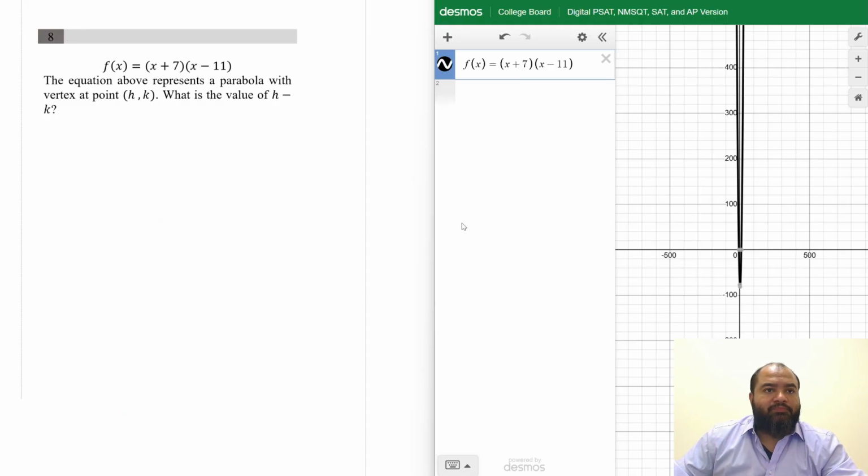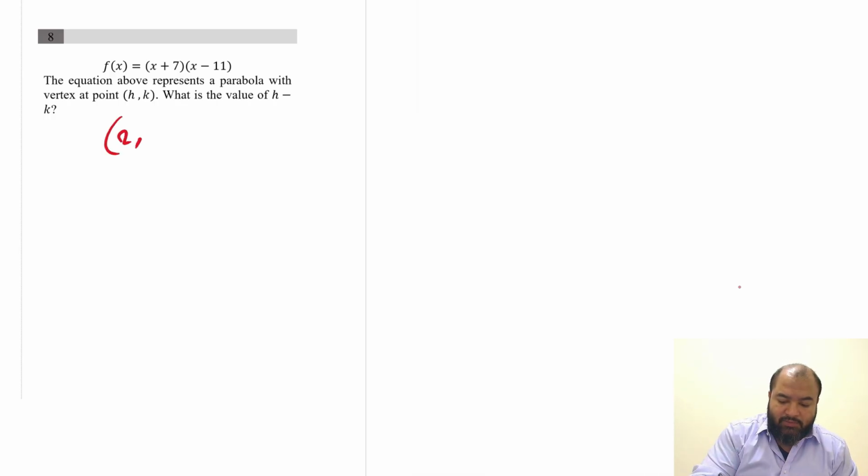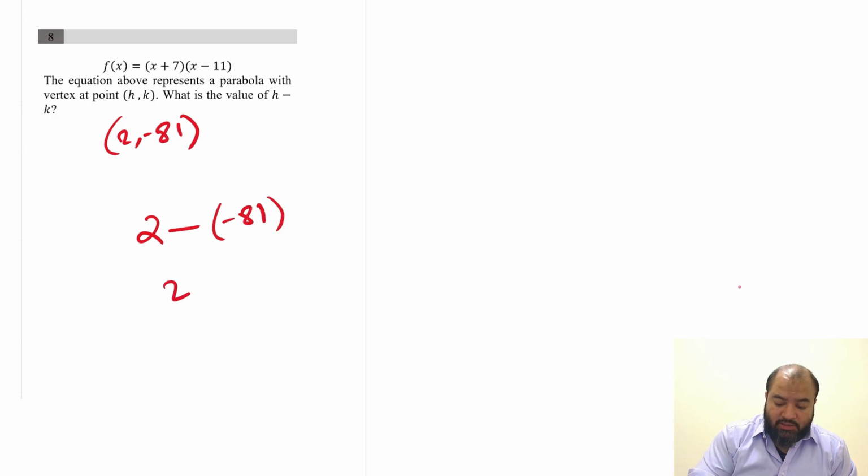Question number 8 is asking: the equation above represents a parabola with the vertex (h, k). If you want to find the vertex, you can just type it into Desmos. So the vertex would be (2, negative 81). Now they asked what is h minus k. So h is 2, k is negative 81, so it's actually 2 plus 81, that's 83.